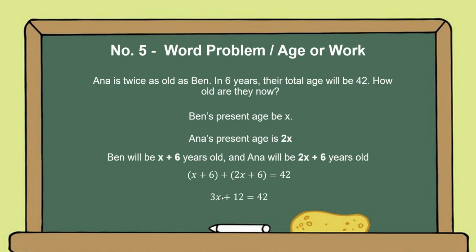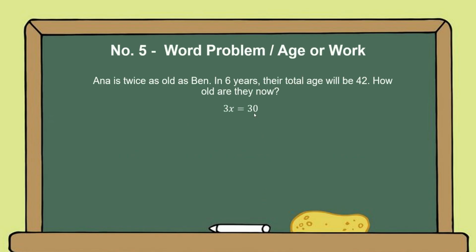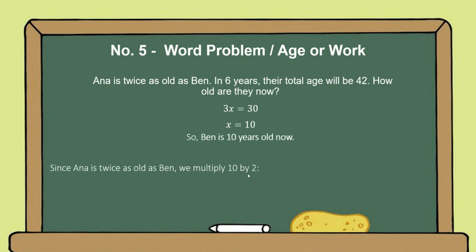Next, we isolate x by subtracting 12 from both sides. Then, divide both sides by 3. So, Ben is 10 years old now. Since Anna is twice as old as Ben, we multiply 10 by 2. Therefore, Anna is 20 years old now.